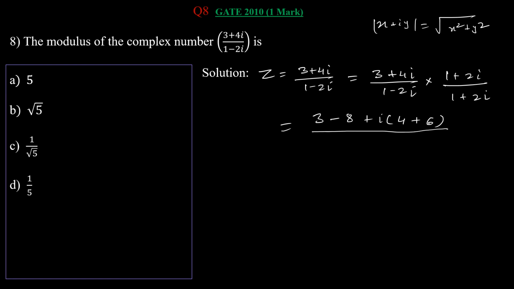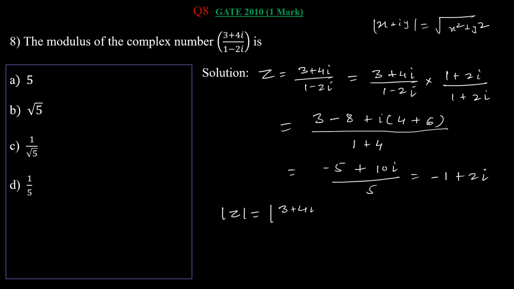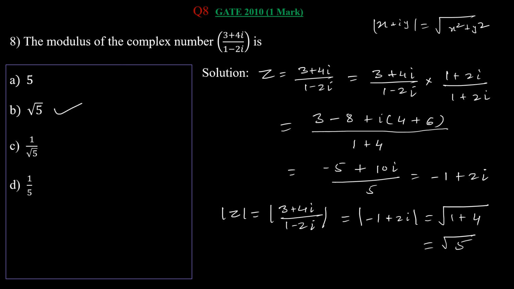The denominator is (1 minus 2i) into (1 plus 2i), so it will be 1 plus 4. So it will be minus 5 plus 10i upon 5. So it is actually minus 1 plus 2i. Now mod z will be what? Modulus of (3 plus 4i) upon (1 minus 2i), so it will be mod of minus 1 plus 2i. So it is square root of 1 plus 4, so it is square root of 5. So your correct option is root 5.